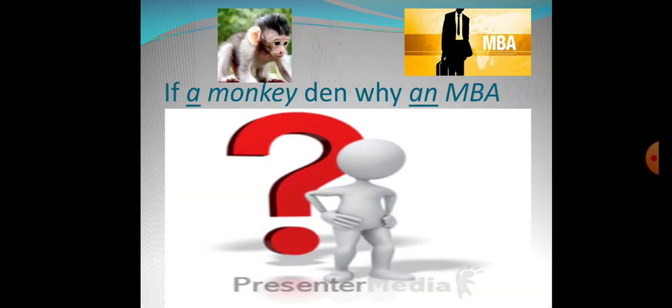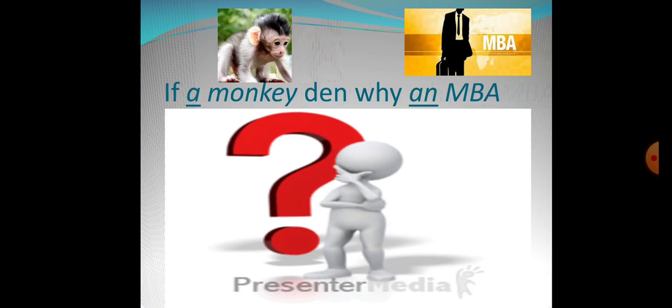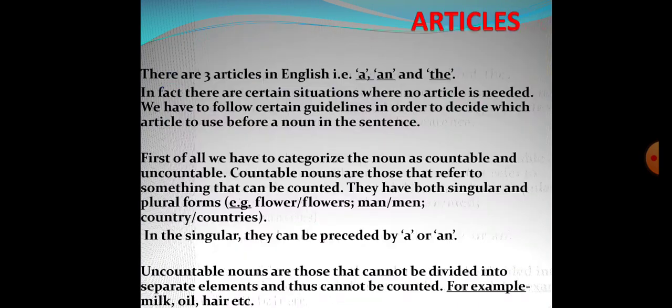In this video, we will also discuss tricky questions like, if a monkey, then why an MBA? There are three articles in English: a, an and the. In fact, there are certain situations where no article is needed. We have to follow certain guidelines in order to decide which article to use before a noun in the sentence. This is the situation where most of the children get confused about which article to put before the noun.